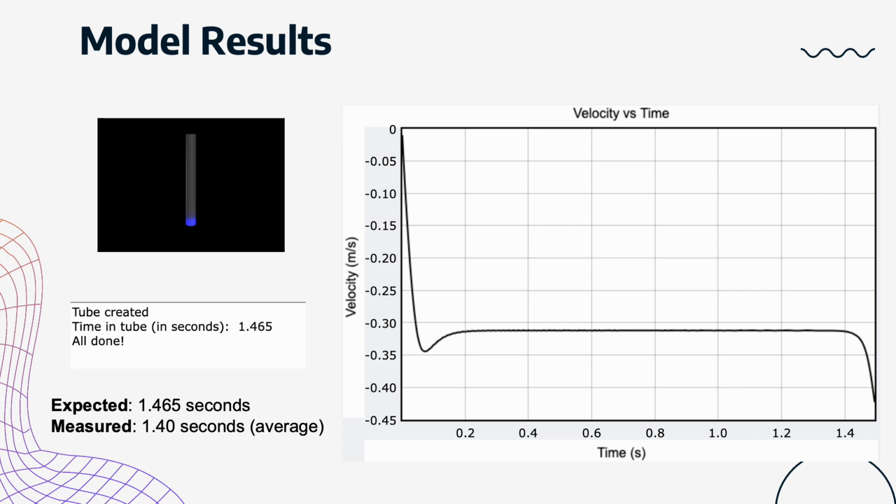When it comes to our model results, we can see in the top left the tube being created. This was an example of the model of the aluminum foil that we used. The time in the tube was 1.465 seconds according to the model, which means our measured time of 1.40 seconds wasn't too far off. If we look to the right, we can see the graph of velocity versus time. From around 0.2 seconds to 1.4 seconds, it has a velocity of around negative 0.31 meters per second.